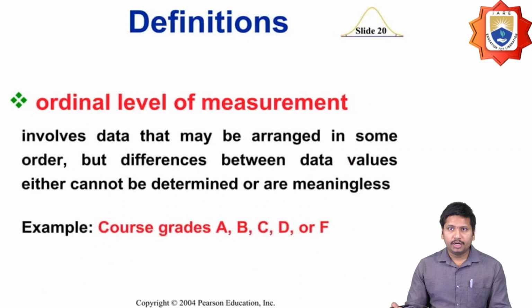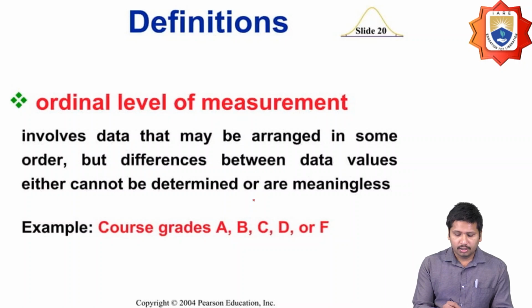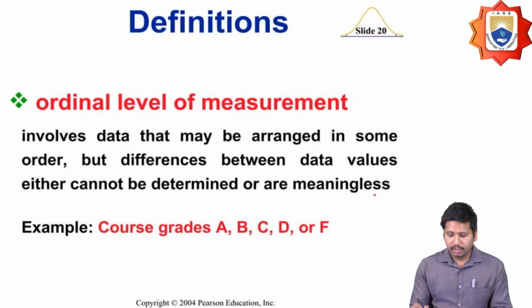The next one is the ordinal level of measurement. In the ordinal level of measurement, the data can be arranged in some order, but differences between the data values cannot be determined, or are meaningless. So ordinal measurement involves data arranged in some order, but the differences between the data values cannot be determined or are meaningless.